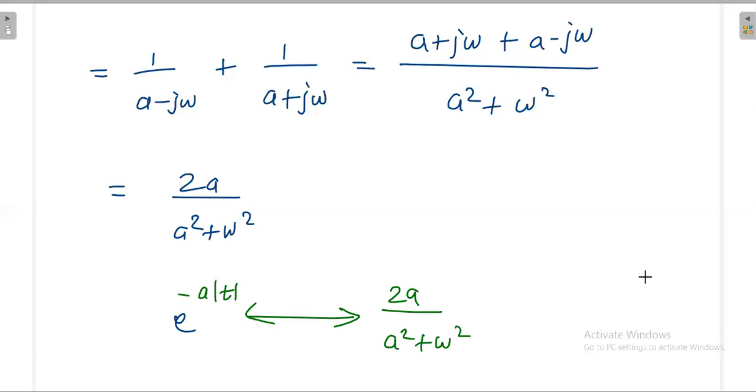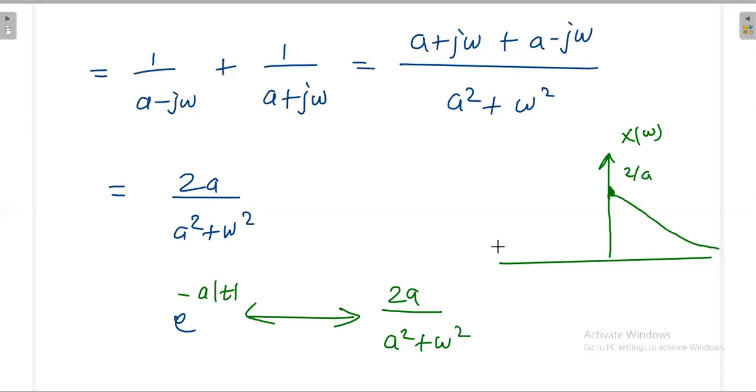Again, what is the amplitude spectrum here? This is our final result. For this result, what is the amplitude spectrum of X of omega? At omega equal to 0, we are getting 2 by a. When you increase the omega value, the contribution decreases, and that goes on both sides like this.